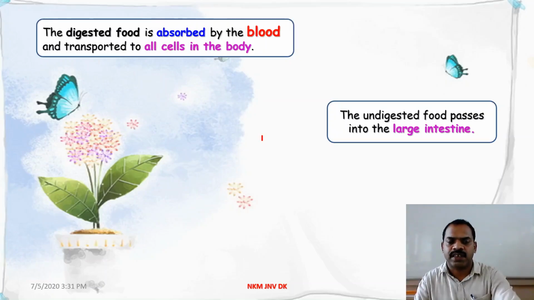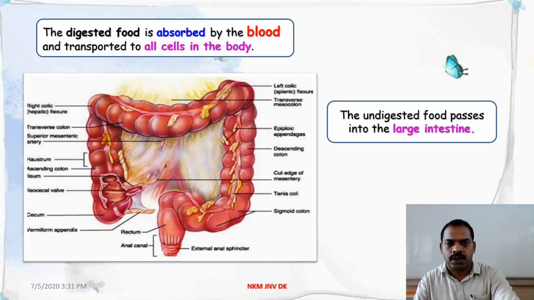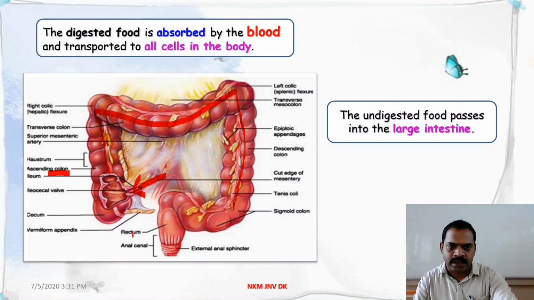So what is the large intestine? Almost the end of our alimentary canal. You can see the entry of the large intestine over here from the small intestine. The large intestine has the ascending part, ascending colon. Here you can see ascending colon, transverse colon, descending colon. Then it goes to the rectum here, then the anus.